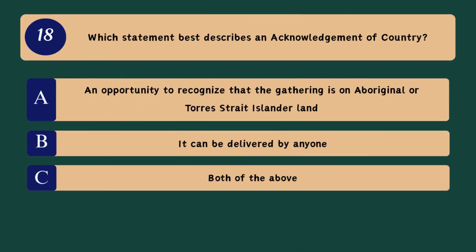Question 18. Which statement best describes an acknowledgement of country? A. An opportunity to recognise that the gathering is on Aboriginal or Torres Strait Islander land. B. It can be delivered by anyone. C. Both of the above.